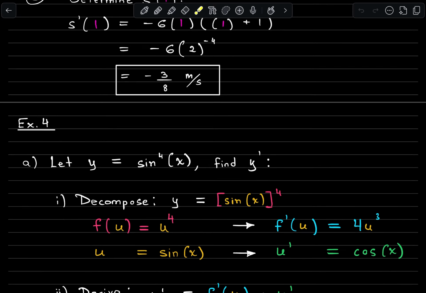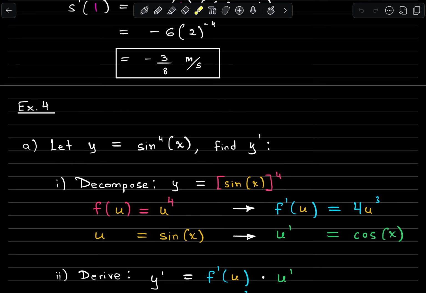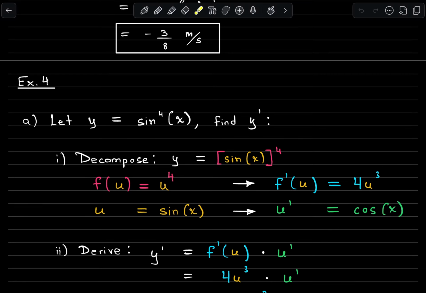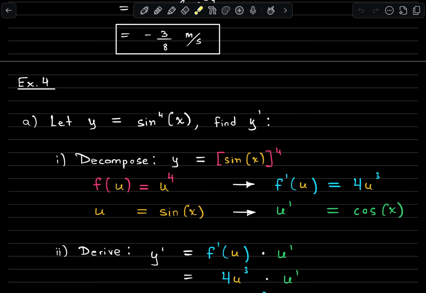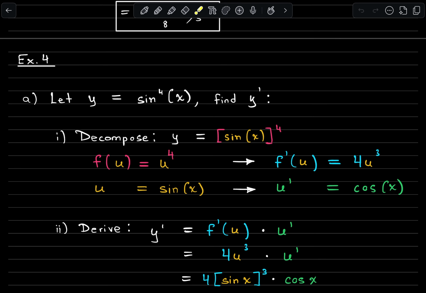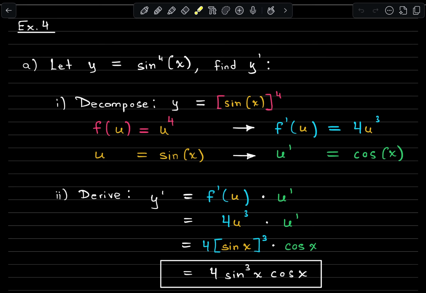Put it together. So now we've got f prime, we've got u prime. Let's put them together. So y prime is equal to f prime of u times u prime, 4u to the 3rd power times u prime. Now we put everything in terms of x. u is sine of x, u prime is cosine of x. And that's it. So our derivative is 4 sine of x cubed times cosine x.